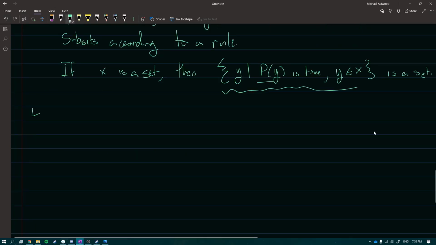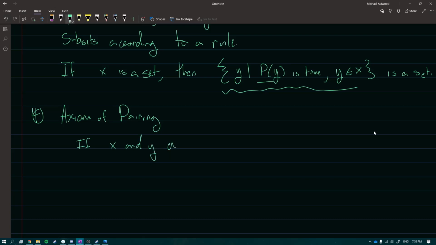So a fourth axiom, this one's a lot shorter. This one's called the axiom of pairing. It says that if x and y are sets, then the set containing x and y is also a set. So this lets us sort of slap sets together. This is really useful because it allows us to construct new sets.